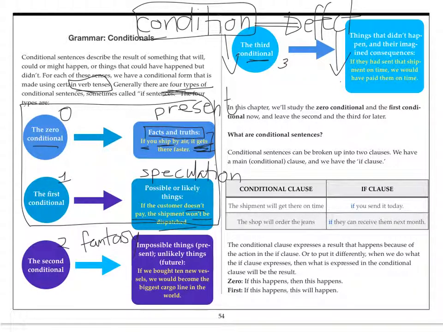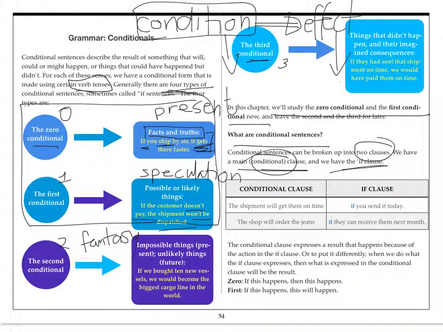Okay, so as I said, we're going to study the zero conditional and the first conditional. The second and the third is for a later stage. So what are conditional sentences? Conditional sentences can be broken up into two parts or two clauses. We have the main clause and then we have the if clause, right? The main clause, which is also sometimes called the conditional clause, and then we have the if clause.